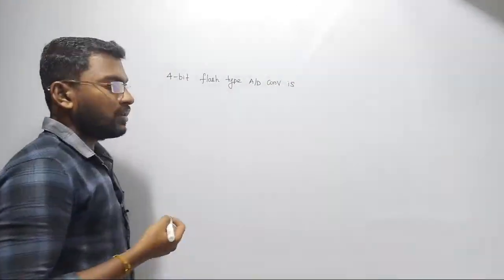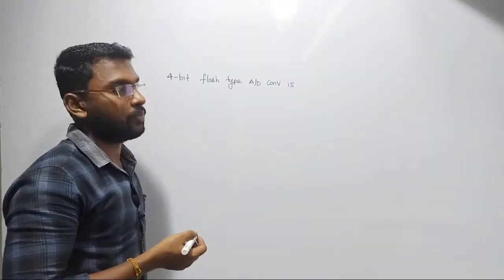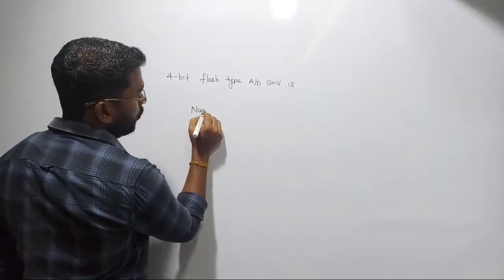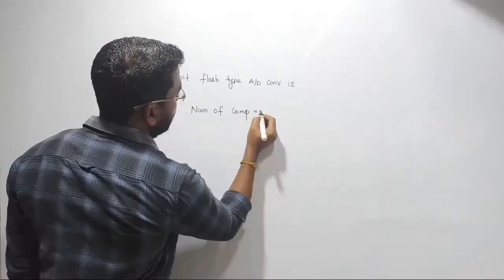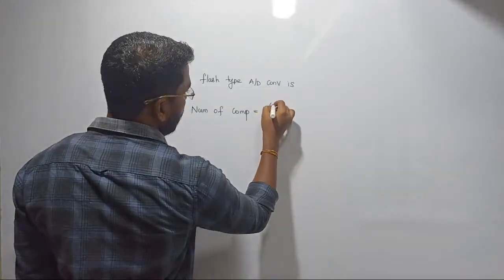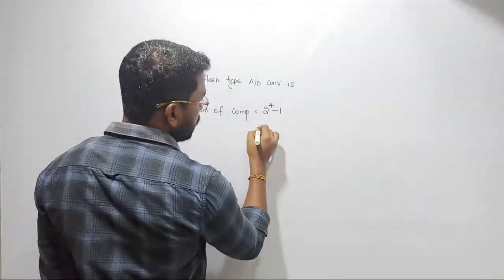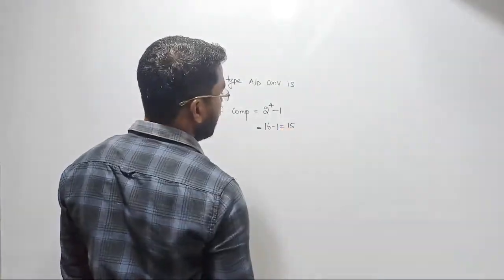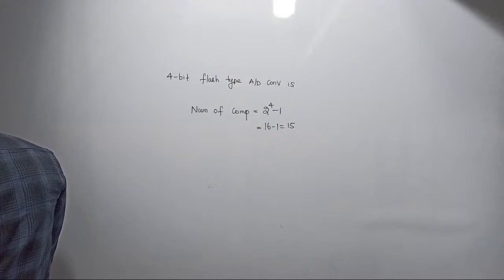It means the number of comparisons depends on what? The number of comparators. Indirectly they are asking you to find out the number of comparators only. How many comparisons you carry out depends on the number of comparators. How many comparators should be required? 2 power n minus 1, that is the general formula. So 2 power 4, 16 minus 1, so totally we are going to do 15 comparisons. Correct? Fine. So let us discuss the next data.